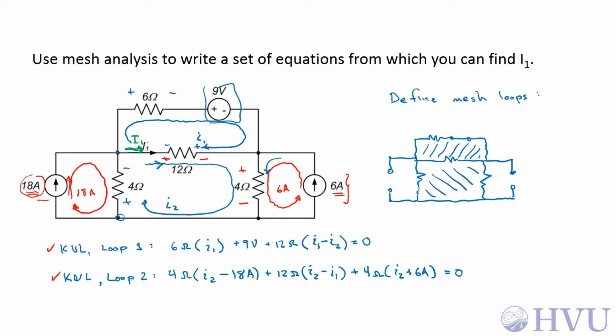Now we need to write an equation for capital I1. Capital I1 is positive this direction. I don't get to change that polarity. So the current through this 12 ohm resistor is the sum of all the mesh currents going through it. I2 goes in this direction, I1 goes in this direction. So capital I1 is equal to I2, which is the same direction as capital I1, minus I1, which is the opposite direction from capital I1. Those are our 3 equations and 3 unknowns. I can solve those for I1.